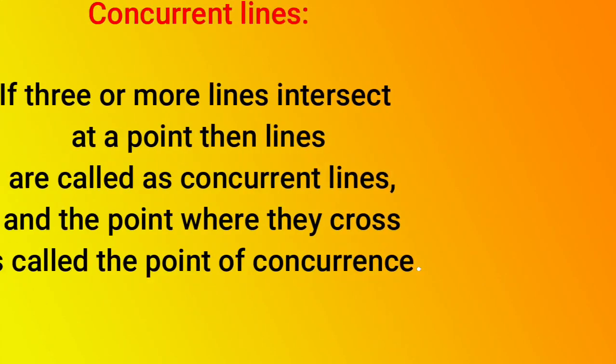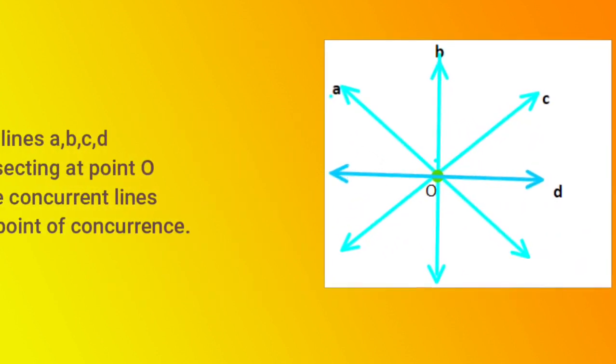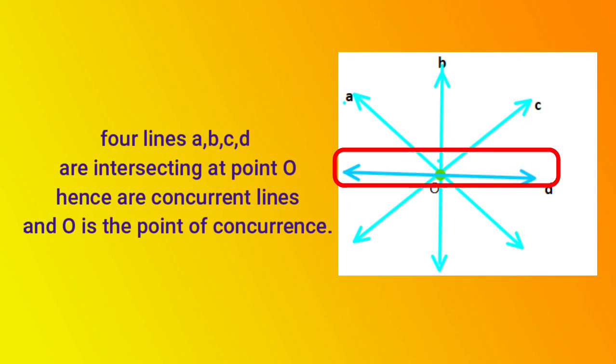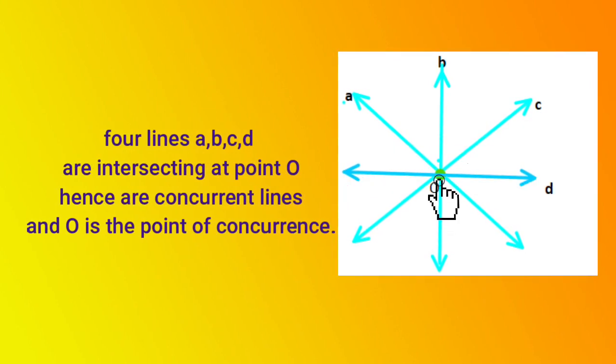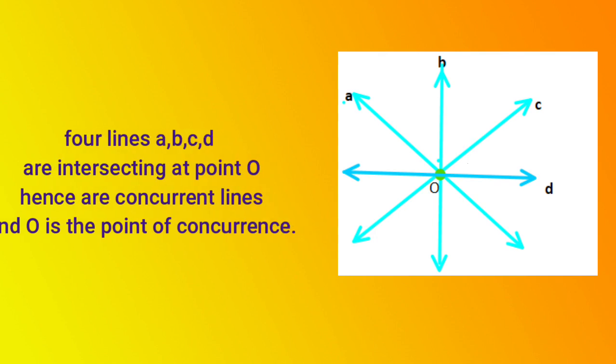Concurrent lines. If three or more lines intersect at a point, then lines are called as concurrent lines, and the point where they cross is called the point of concurrence. In this figure, four lines A, B, C and D are intersecting at point O. Hence, they are concurrent lines, and O is the point of concurrence.